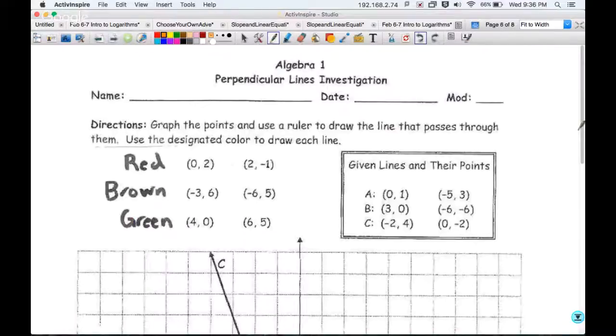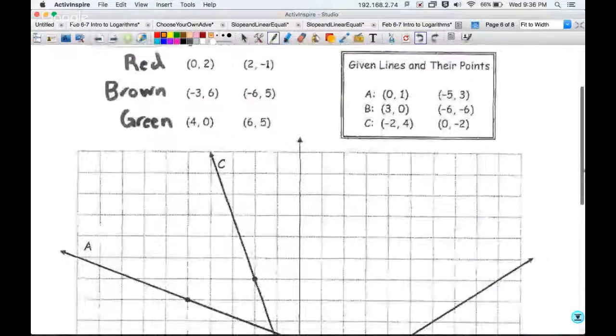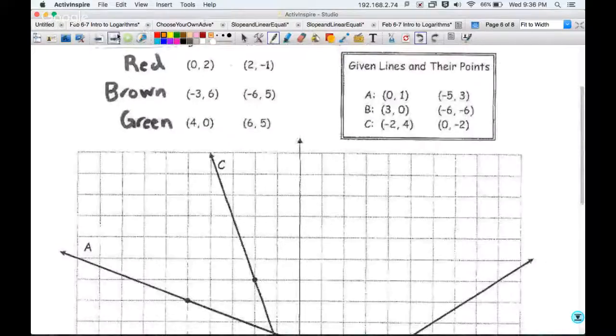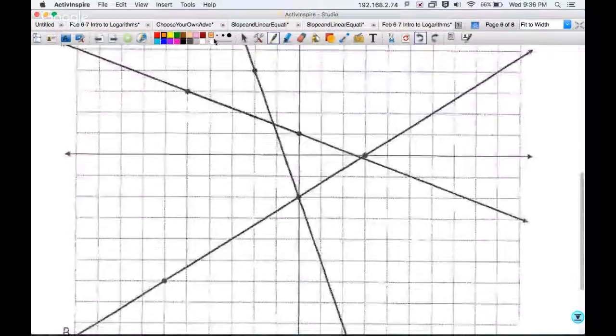All right, let's do some perpendicular lines next. Similar colors, similar lines, but these ones are going to be perpendicular. Let's refresh our memory of what perpendicular lines are. Perpendicular lines meet at a right angle. These lines are perpendicular because this angle right here measures 90 degrees. All right, red line goes through 0, 2 and 2, negative 1.